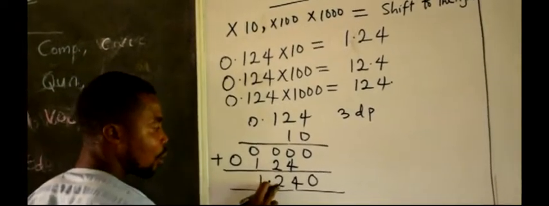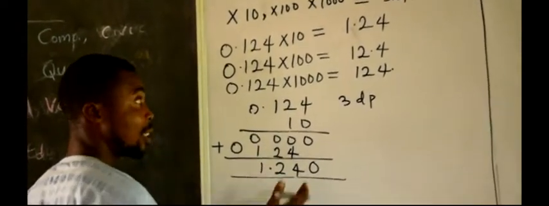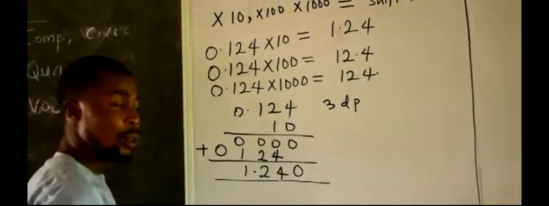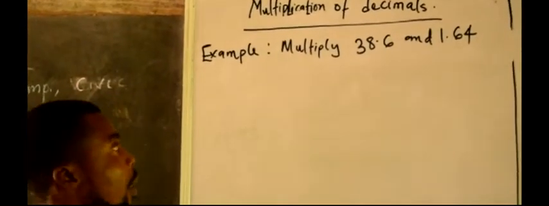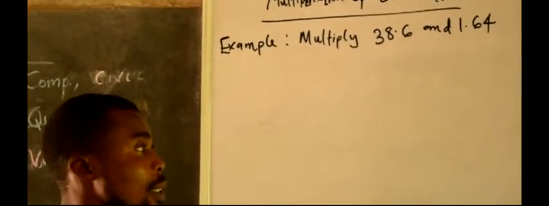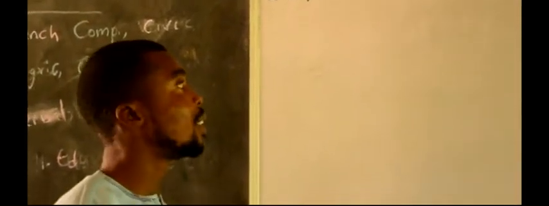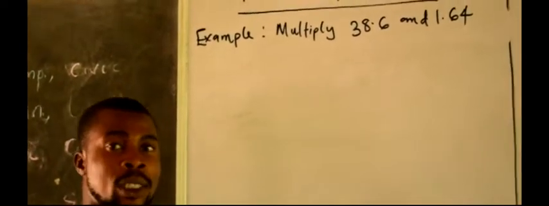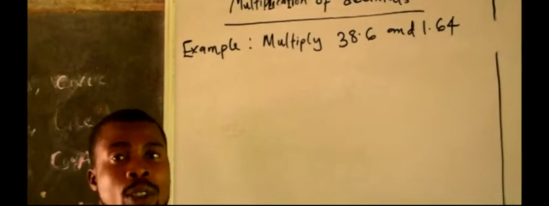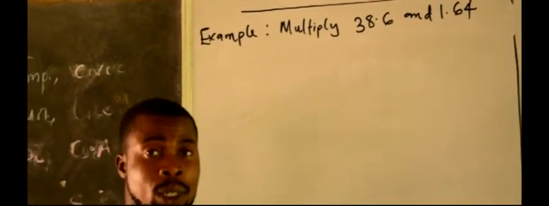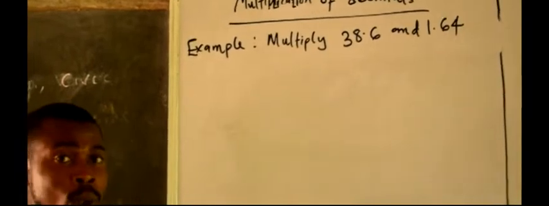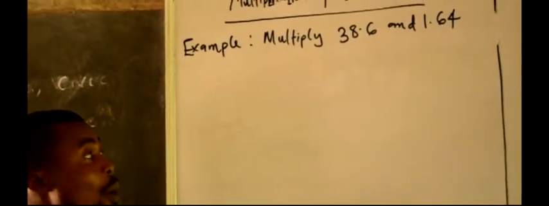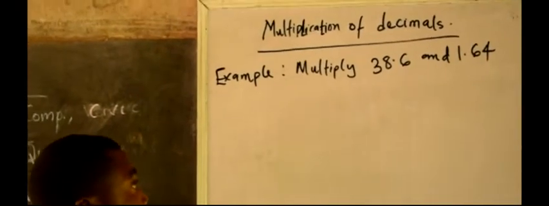If I clean this up, 1.240 is 1.24. It's still the same thing with this. Look at the real multiplication of numbers now. You can also use this method for the multiplication by 100 and by 10 that I taught you earlier. But if you want to know how to multiply decimals, this is how we do it.